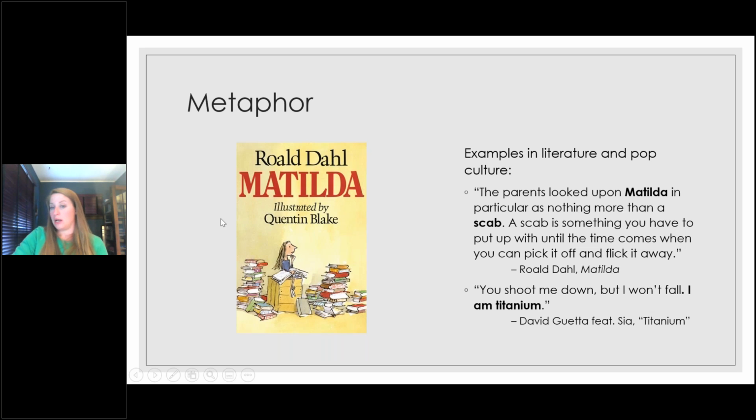And another song example that I thought of was the song Titanium, where the singer sings the words, "You shoot me down, but I won't fall. I am titanium." A person isn't made of metal, unless maybe they have a bionic limb or happen to be like the Terminator or something. But titanium is a very lightweight but very strong metal.